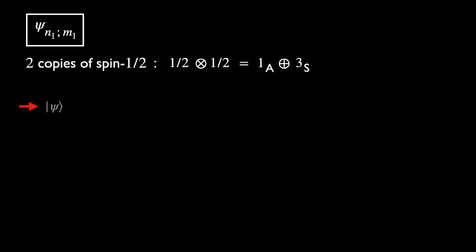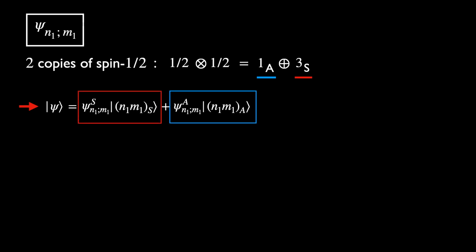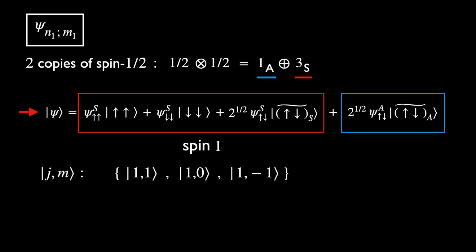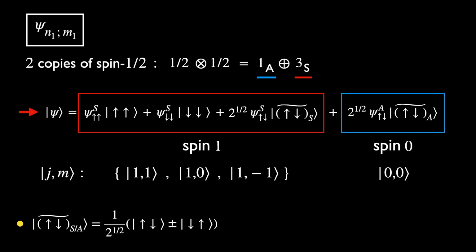Let's see the associated states again. This is our earlier result. The triplet of states that are symmetric under particle exchange belongs to the spin 1 multiplet, while the anti-symmetric state is the spin 0 singlet. We remind you below how the composite states of opposite spins are defined.